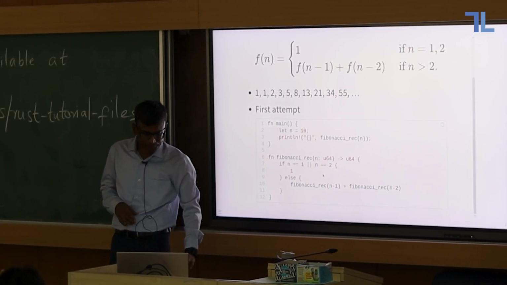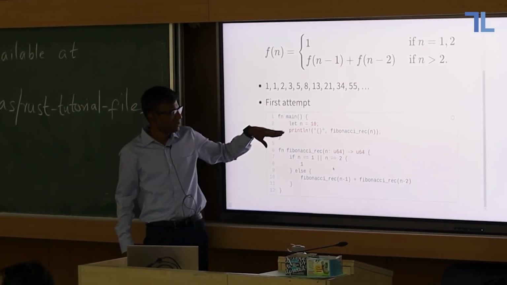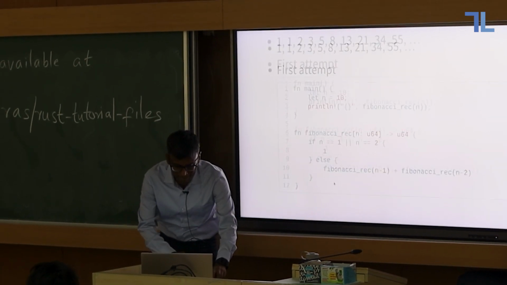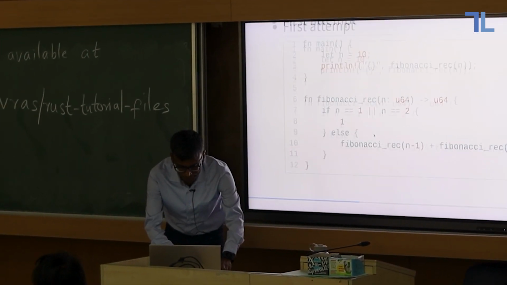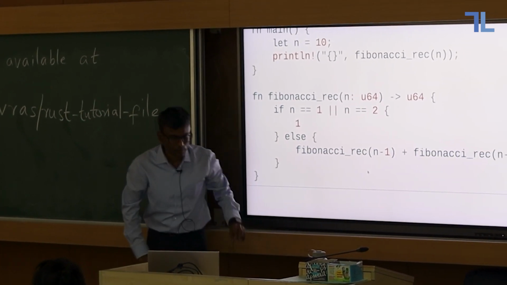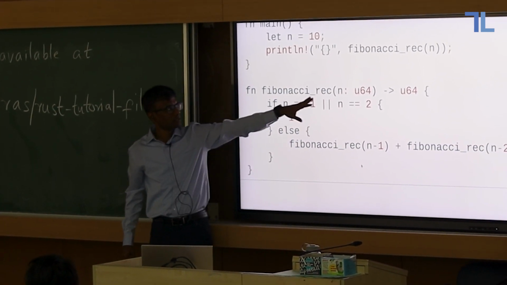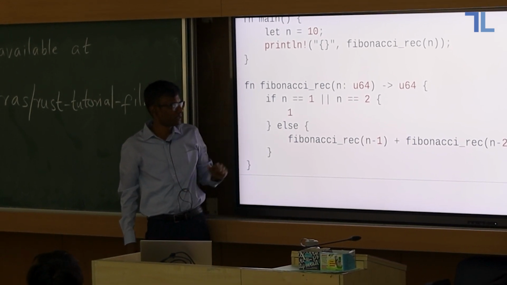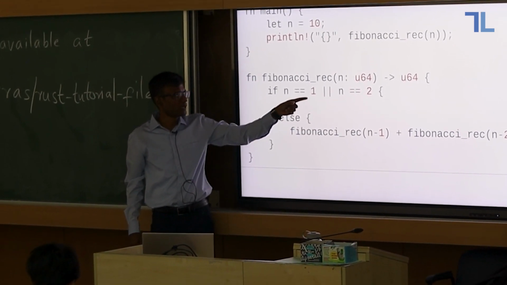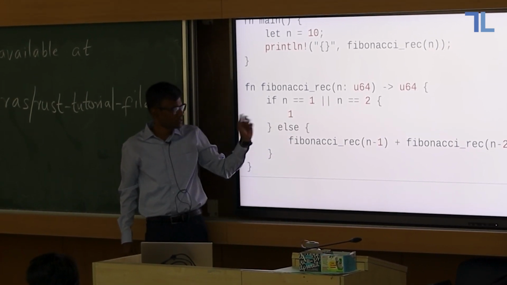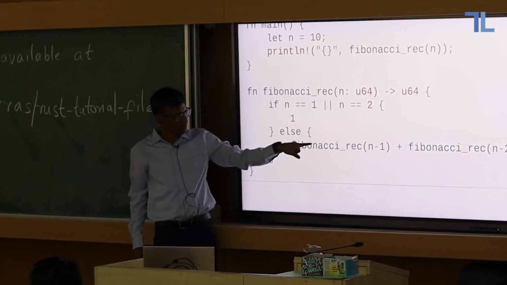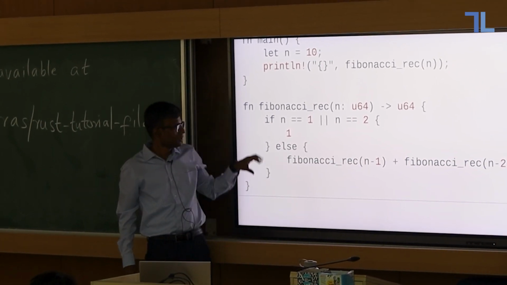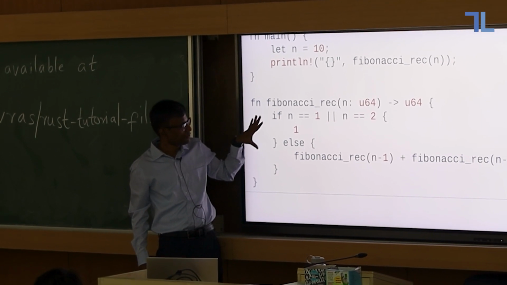So let's do a first attempt. I have a function, n is 10, I'm printing the 10th Fibonacci number. This is a recursion form. Again you have a function, it takes an unsigned 64-bit integer as input, output is also an unsigned 64-bit integer. If n is 1 or 2, that's the base case, just return 1, else return the Fibonacci value of n minus 1 plus n minus 2. This is a simple recursive implementation using if conditions.